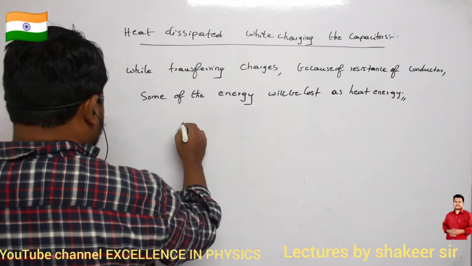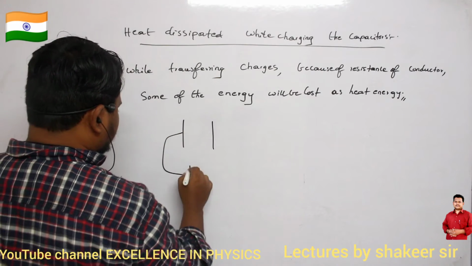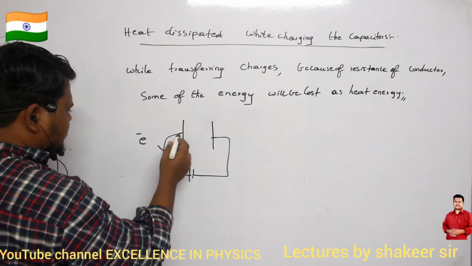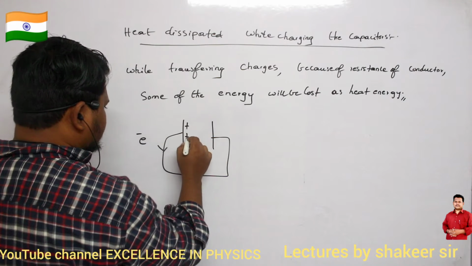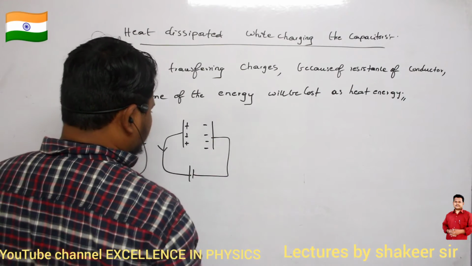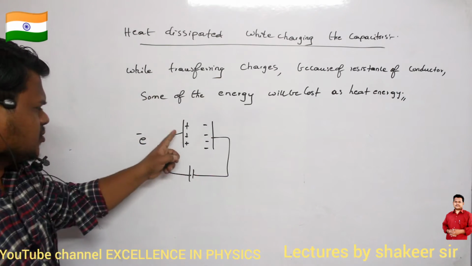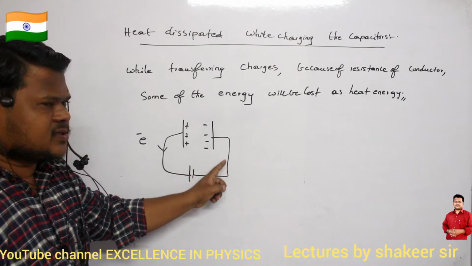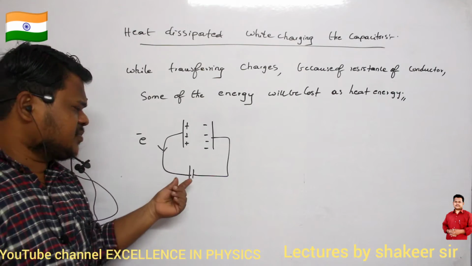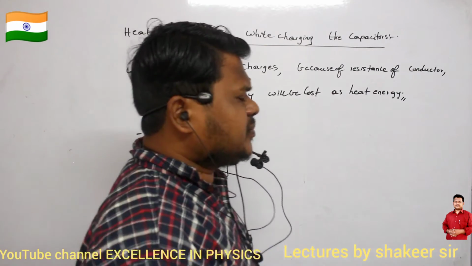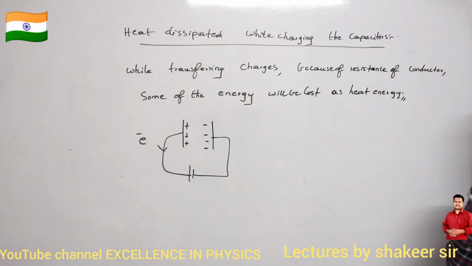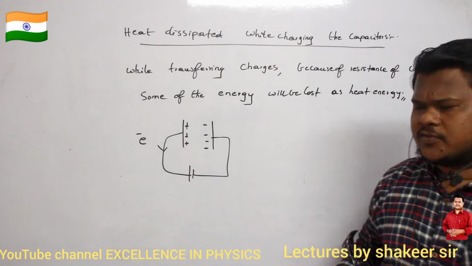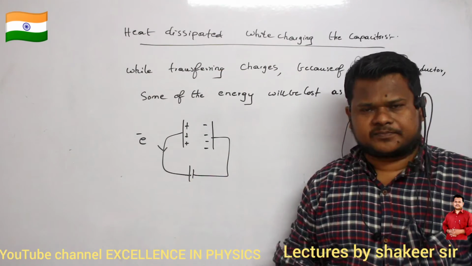For example, if this is one plate and this is the second plate, and we connect them to a battery, what is happening? Continuously electrons are being transferred from one plate to the other. So this becomes a positive plate and this becomes a negative plate. To transfer these electrons, we have to overcome the resistance present in the wire, and to overcome that resistance, the battery should do some work. It means out of the total energy generated by the battery, only some is used for depositing the charges. The remaining energy is used for overcoming the resistance of the wire.